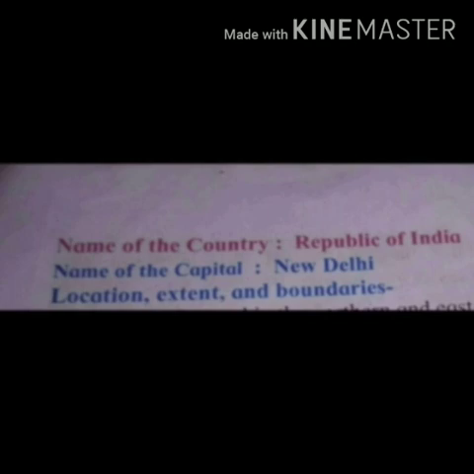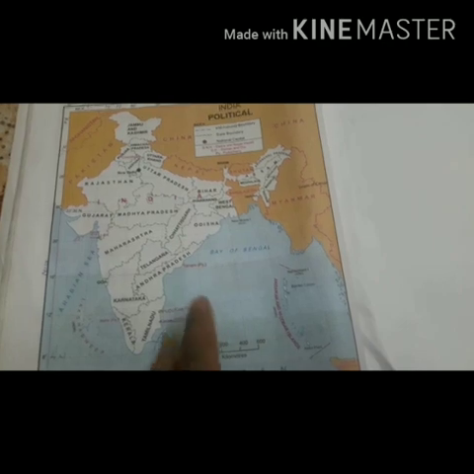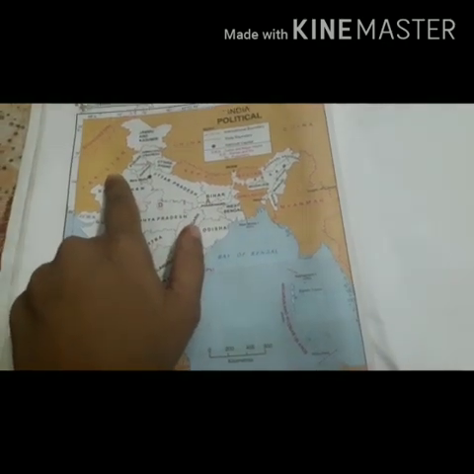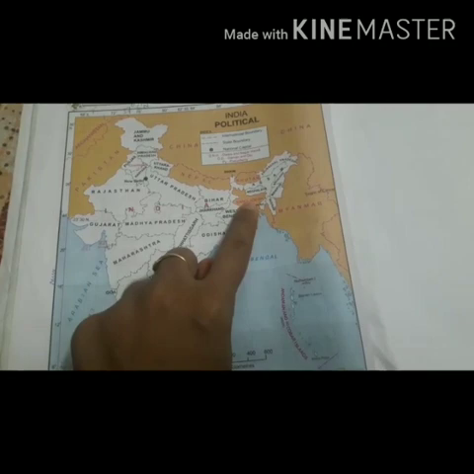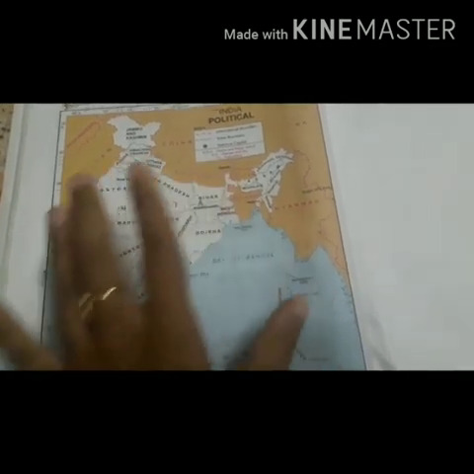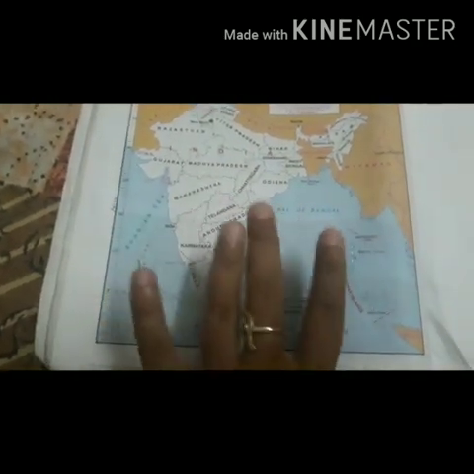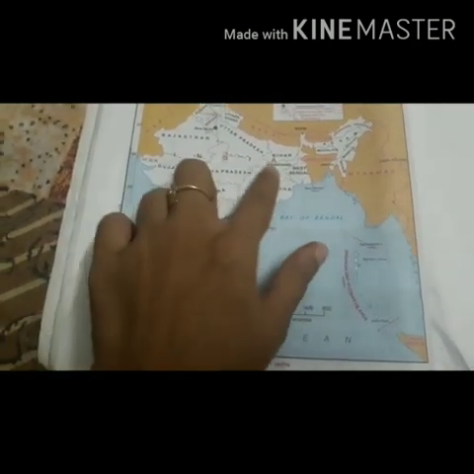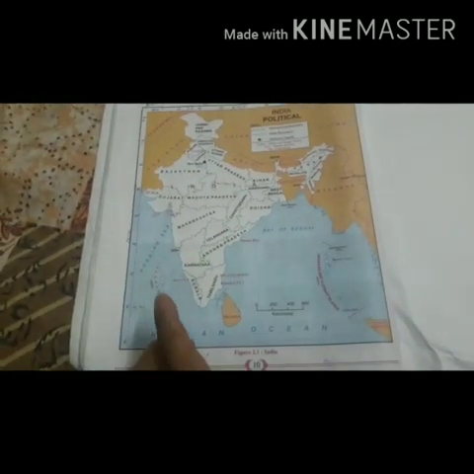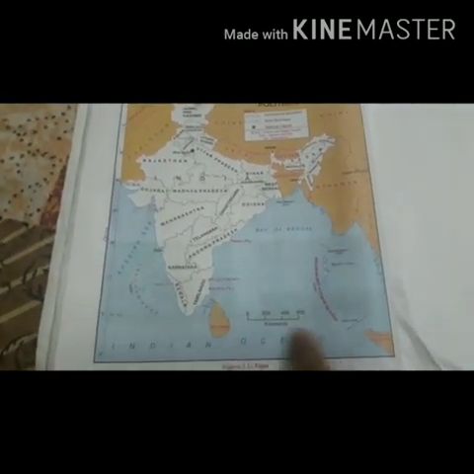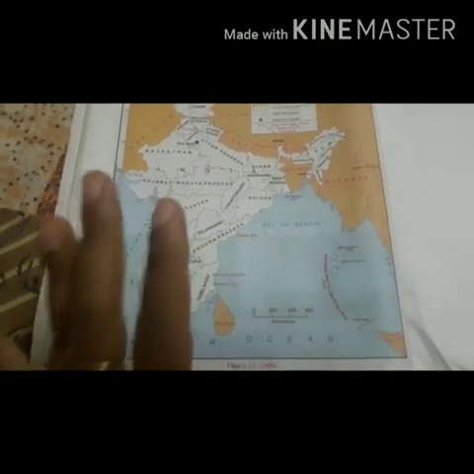Now let's see location, extent and boundaries. Students, India is sharing boundaries with Pakistan, Nepal, Bangladesh, Bhutan, Myanmar and other countries. Now we will talk about the mainland of India. We are not talking about other water bodies. The mainland of India means this whitish part of the map. See, this is the India political map. You will see many horizontal lines over here, which are called latitude. Many vertical lines are there, which are called longitude.